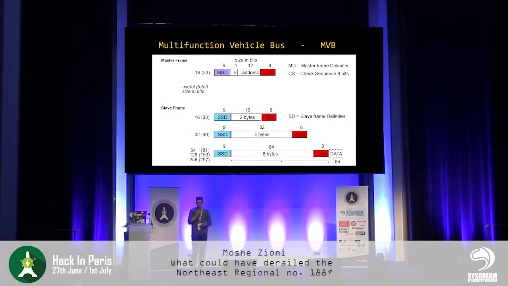Now, that's the diagram. The master datagram is comprised of a delimiter, a function code, an address for the node that you want to ask or to poll, and then a checksum. The slave is pretty much the same without the function code. It's just starting with a delimiter, so you know that it's a slave. It starts with data, which can be any kind of alignment that you see here, and then a checksum.